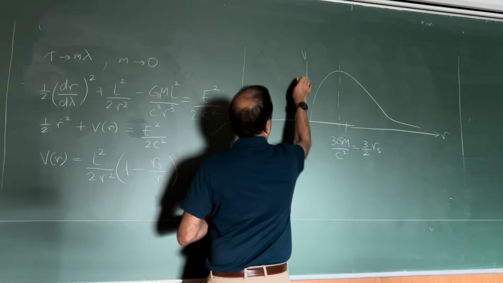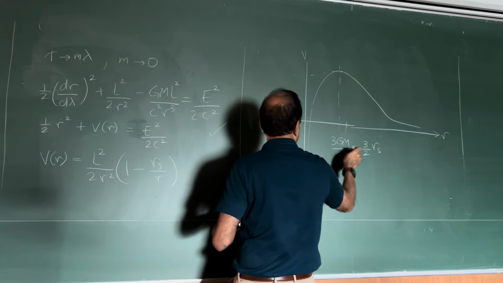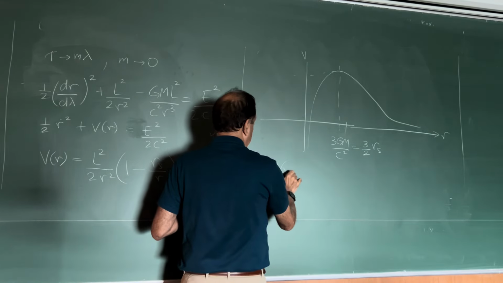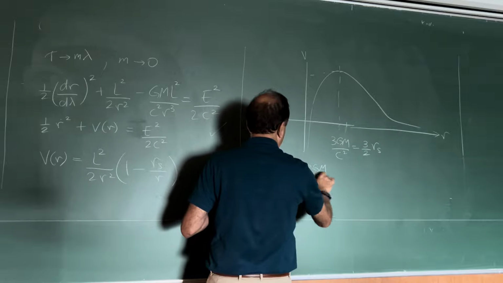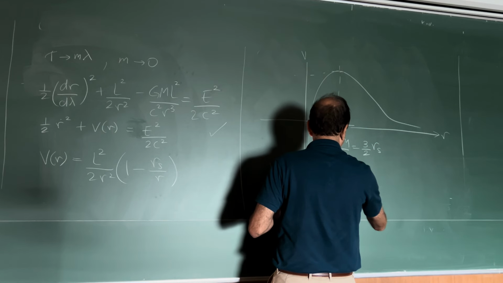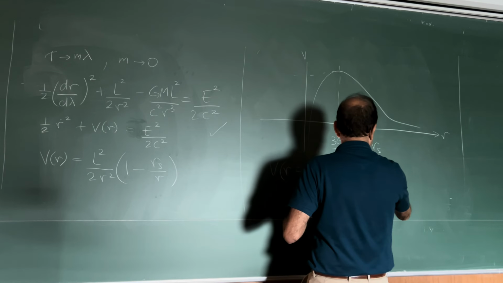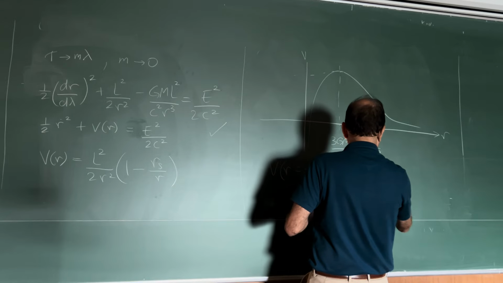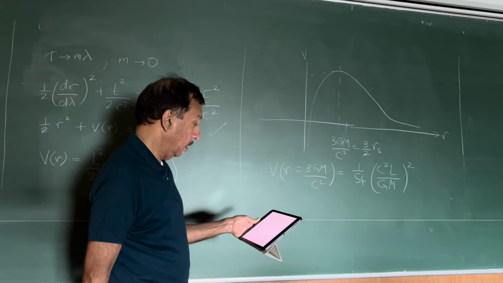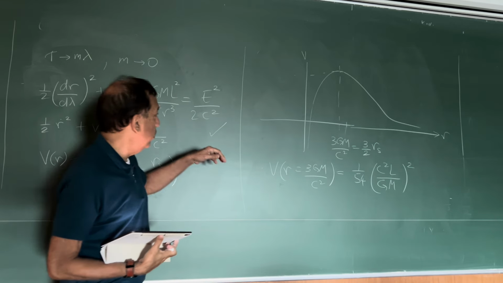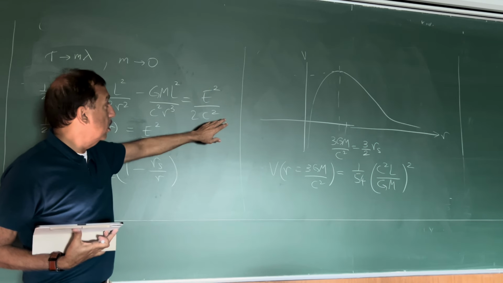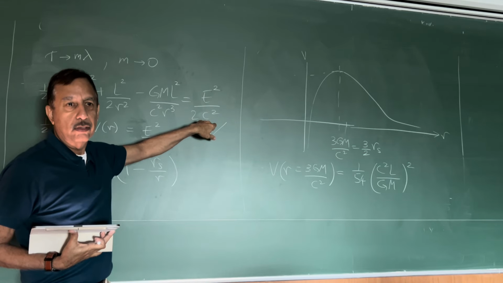Now what's the height of the barrier? We just have to put this value into this expression and evaluate it, and we find that V at r equals 3GM by c squared is equal to 1 by 54 (c squared L by GM) whole squared. A simple calculation. And now this is V, and the total energy that we start with is this right hand side, E squared by 2c squared.